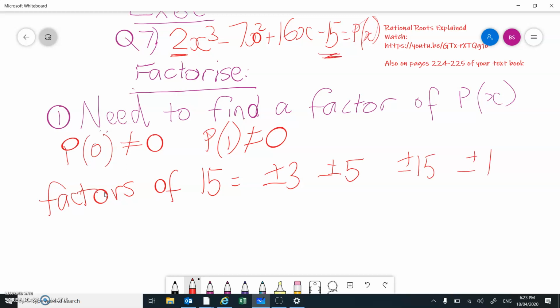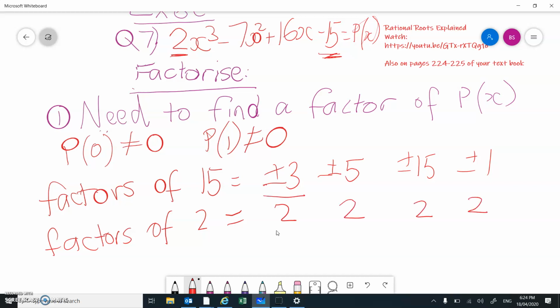Then what we also do, because we have a number at the front of the x cubed that is not 1, is look at the factors of 2. The factors of 2 are 2 and 1. I'm not going to write 1 down, I'll show you why in a minute. We'll exclude 1 for a minute. I'm just going to write 2 down.